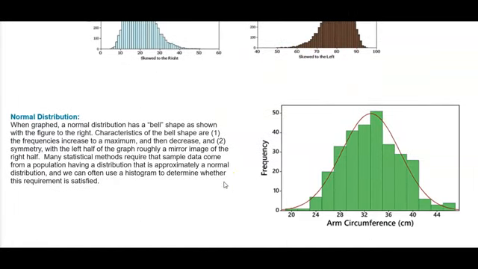Okay, now, a normal distribution, when graphed, has a bell shape, as shown with the figure to the right. The characteristics of the bell shape are, one, that the frequencies increase to a maximum and then decrease, and two, symmetry, with the left half of the graph roughly a mirror image of the right half. Many statistical methods require that sample data come from a population having a distribution that is approximately normal, and we can often use a histogram to determine whether the requirement is satisfied. So here's your histogram, and if you draw a bell shape and it looks like approximately a bell shape, then we know that it represents a normal distribution.